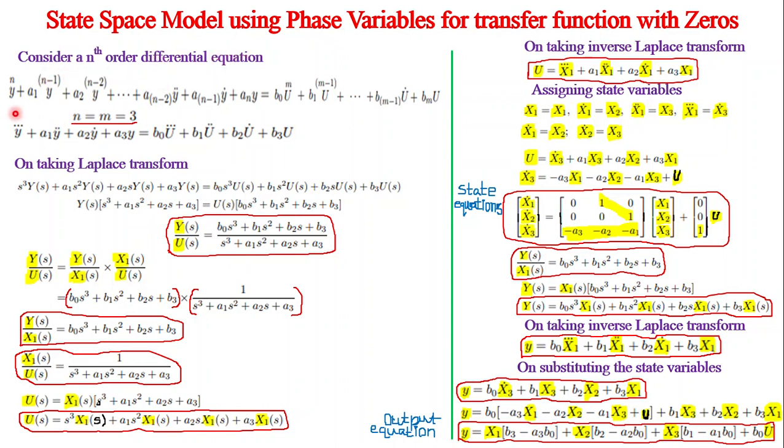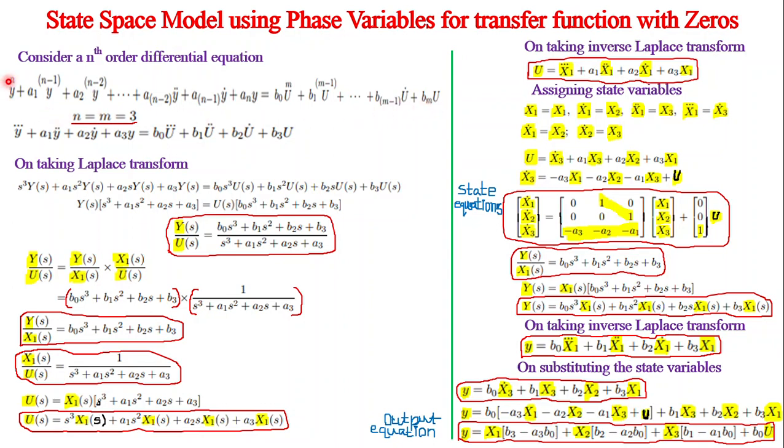Nth order differential equation. The left hand side of the equation is the same as the left hand side of the equation that we considered in the last video: y^n + a1 y^(n-1) + a2 y^(n-2) + ... + a(n-1) y dot + an y. The only thing is, in the last video, we took the right hand side as b into u, that's all. But here, the input also has terms with derivatives: b0 u^m + b1 u^(m-1) + ... + b(m-1) u dot + bm u.